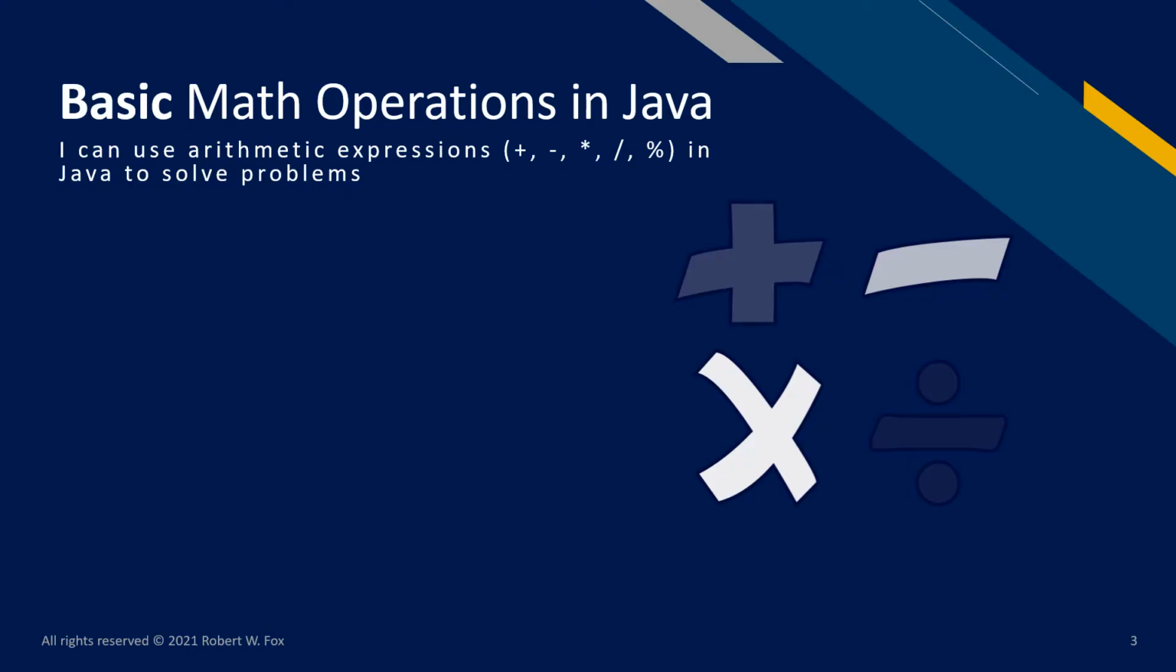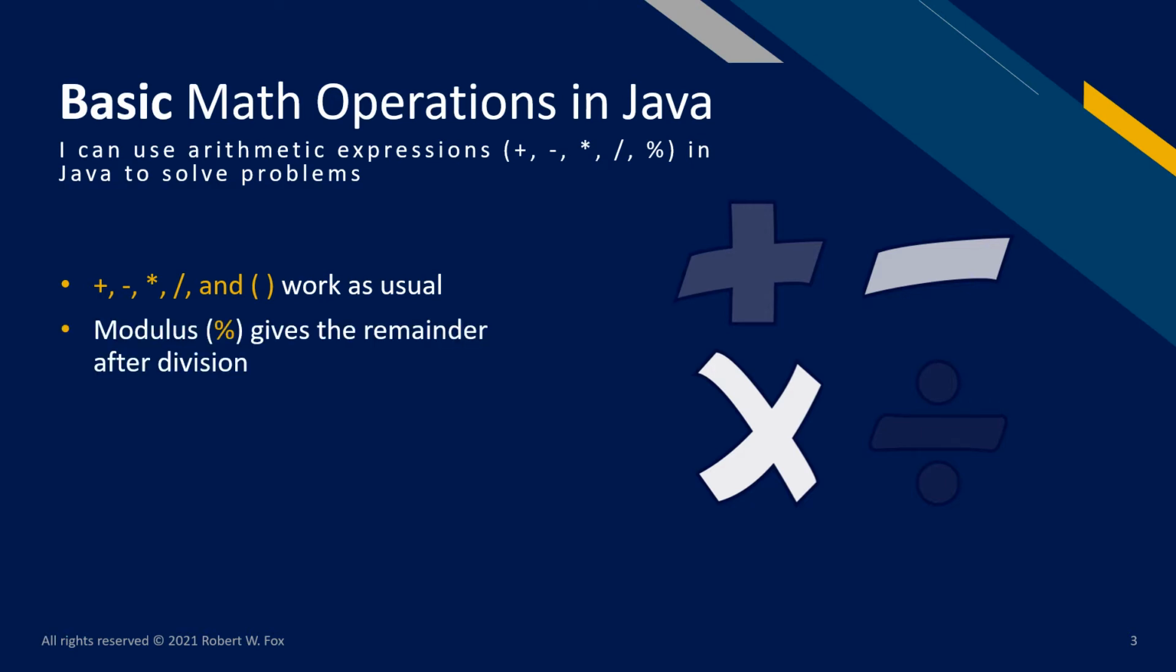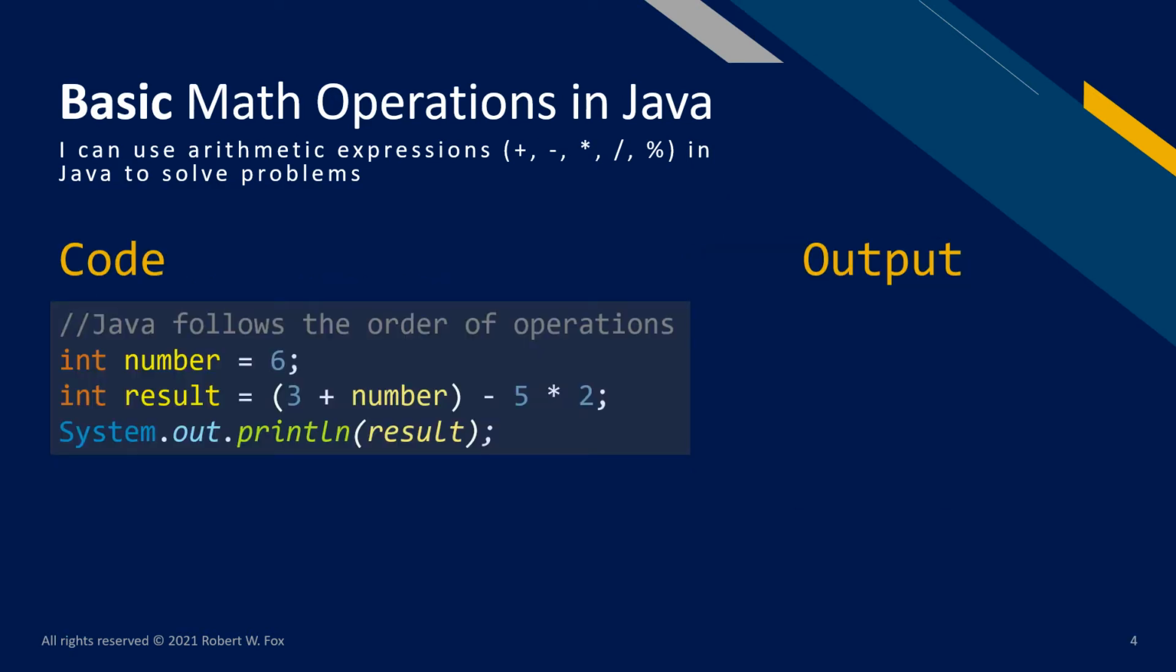When we're writing math expressions in Java, the add, subtract, multiply, divide, and parentheses work as you would expect them to work, the same as they would work on your calculator. Java also provides us with the modulus operator, which is represented by the percent sign, and that does division, but it gives us the remainder after doing division. And through all of this, the order of operations is automatically followed by Java. Let's look at some example code.